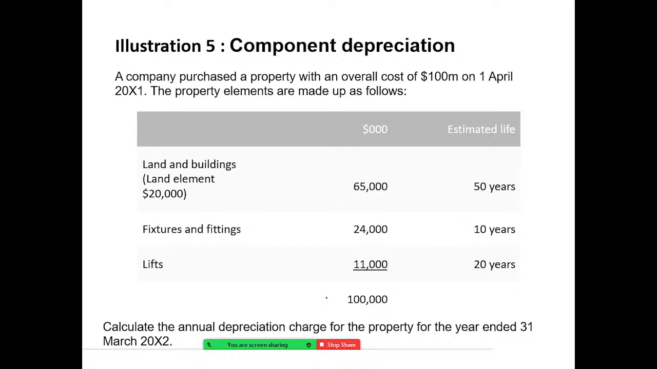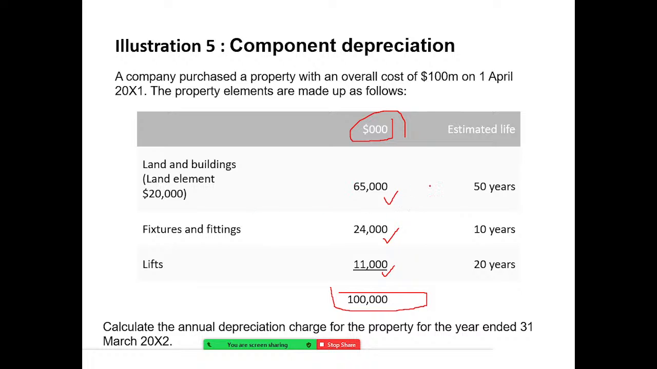A company purchased a property with an overall cost of 100 million on 1st of April 2011. The property elements are made up of the following: the land and building accounted for 65,000, fixtures and fittings 24,000, and lift 11,000. So the total value is equal to 100 million, right? It's equal to 100 million.